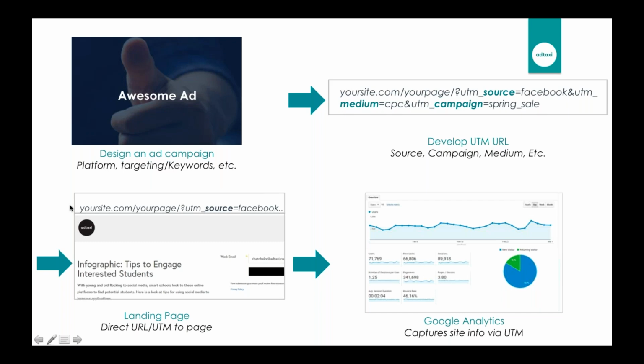So let's say that we're going to run a Facebook campaign and we're going to do a remarketing campaign and a spring campaign. We would put in the source is Facebook, the medium is TPC because this is a paid Facebook campaign, not an organic Facebook campaign. And then the campaign name could be spring sale or remarketing.